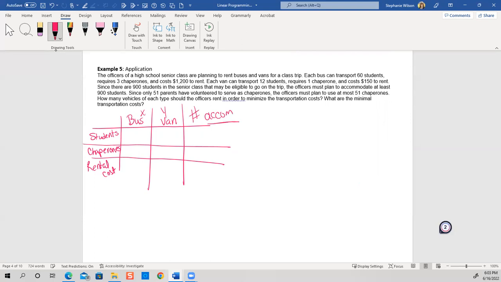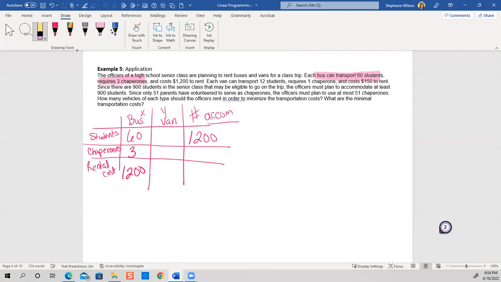Okay, so let's fill in the blanks. So I said that wrong, guys. Please forgive me. On the students, let's go back and highlight this. To transport on the bus, we have 60 students. Yes, we have 3 chaperones, but that goes down under the chaperones. I wrote it by the van. Y'all catch that? And the rental is $1,200, and that goes here.